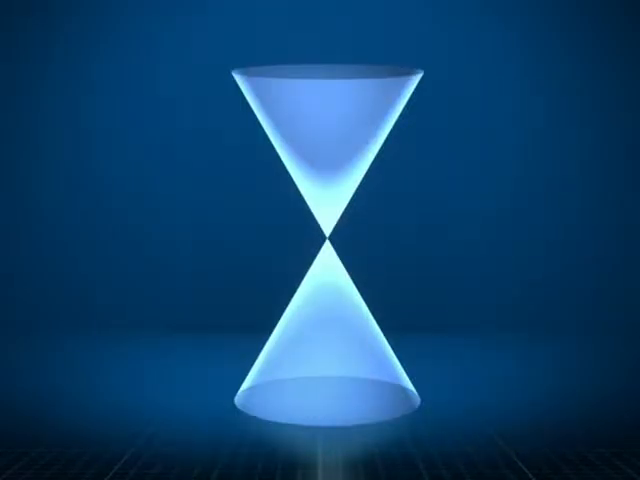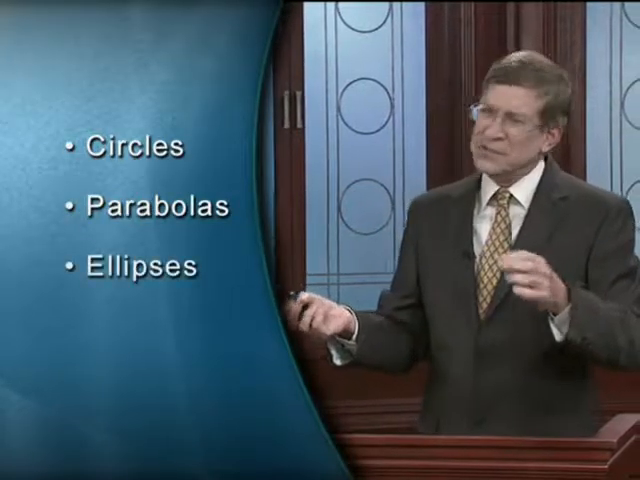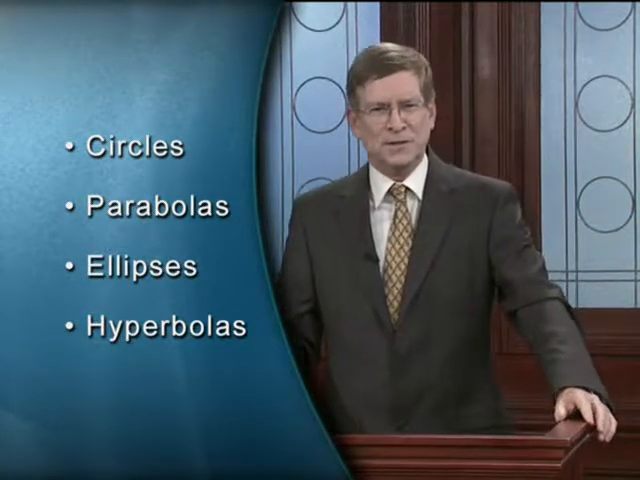And then you could also get some so-called uninteresting intersections. It might cut right across the vertex, and the intersection is a point. It could intersect in a line or in a pair of lines. We won't worry about those kinds of intersections. We're going to be talking about circles, parabolas, ellipses, and hyperbolas.